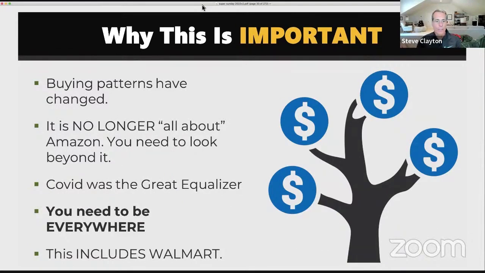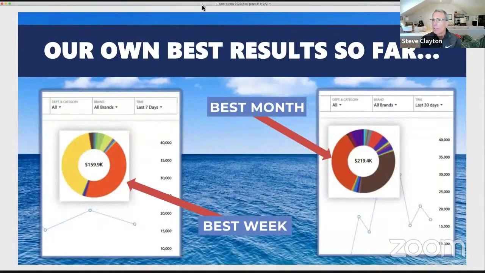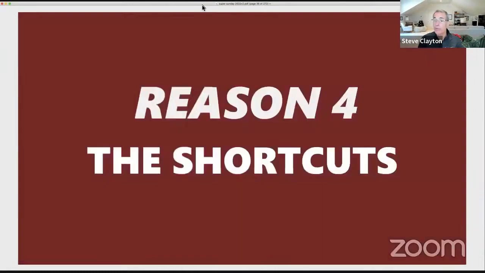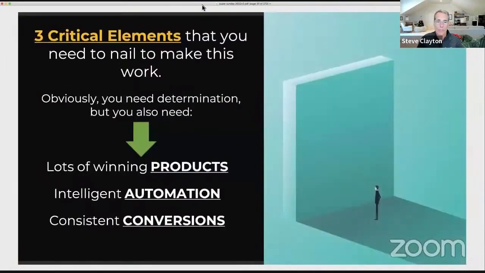And so it's absolutely the second thing that is the biggest e-commerce game changer that I've seen in 20 years. And Walmart is just, the opportunity there is staggering. Just to give you an idea, it's early days. We just started selling on there last year, $160,000 in the best week, $220,000 best month. It essentially just pours rocket fuel on the Kibo code system, which people have such success with.